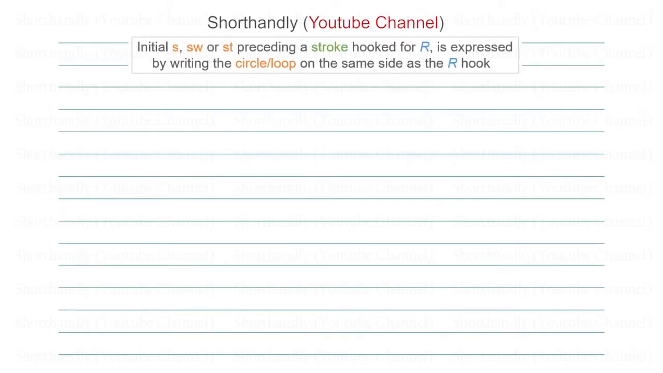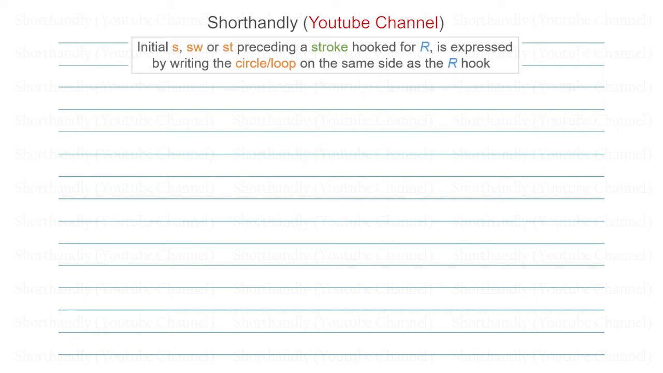Alright, so we have a statement here. Let's read the statement. Initial S, SW or ST preceding a stroke hooked for R is expressed by writing the circle or loop on the same side as the R hook. Now what does this mean? This simply means that whenever we have to represent S, SW or ST initially before a stroke that has the R hook, then in that case we write the circle or loop on the same side as the R hook.